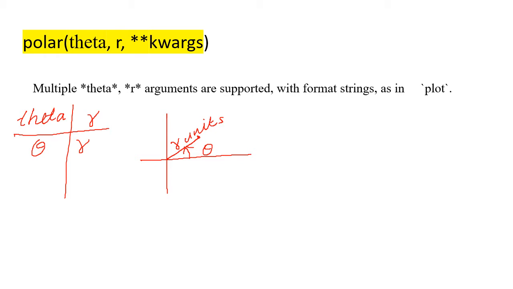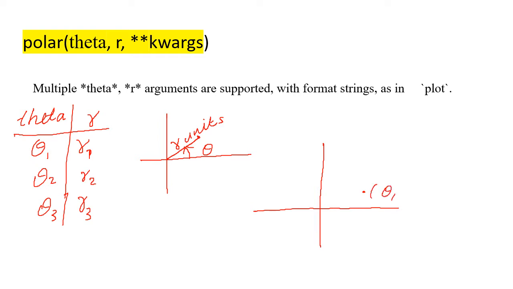Alright. Now if you have several angles like theta 1, r1, theta 2, corresponding distance r2, then theta 3, r3, and so on and so forth, the graph will look like this. First we will mark the first point. The point is theta 1, r1, which means that this distance is r1 and this line makes theta 1 angle with the x-axis. Next we will mark another point here, theta 2, r2. Then we will have another point, theta 3, r3, like this.